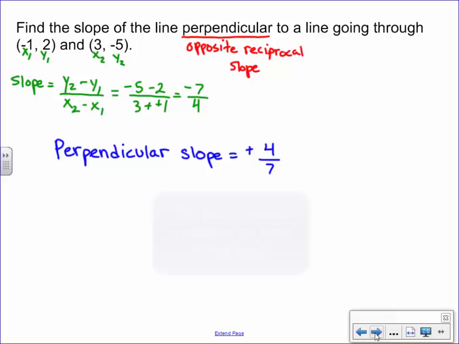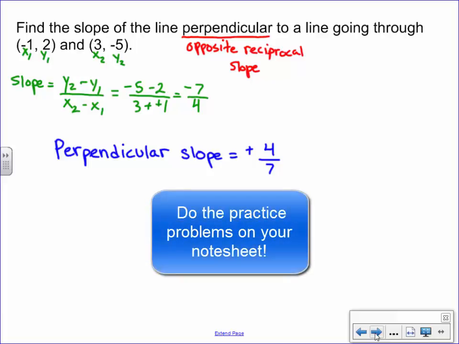Please try the few problems at the bottom of your note sheet, and we'll learn how to write equations of perpendicular lines in the next assignment.